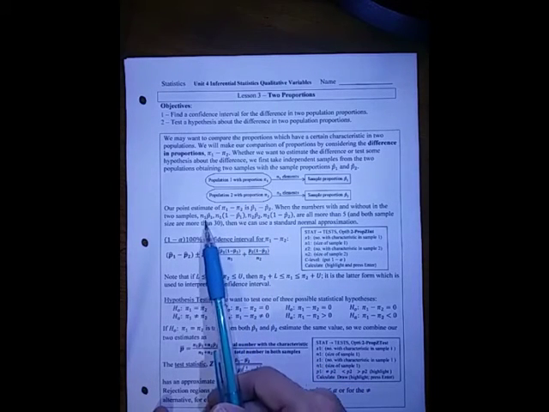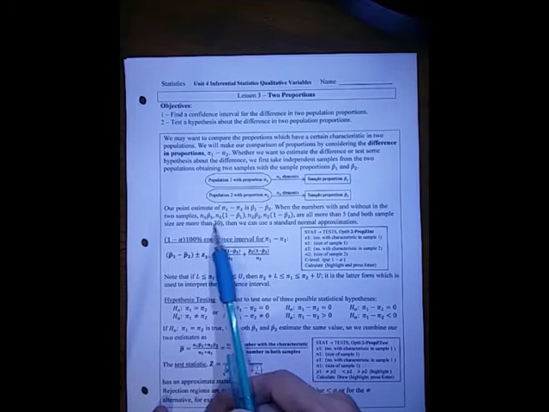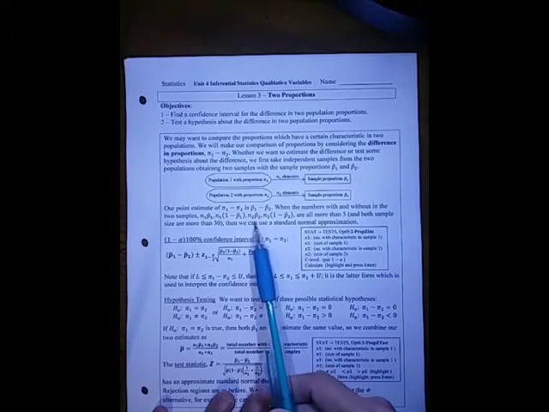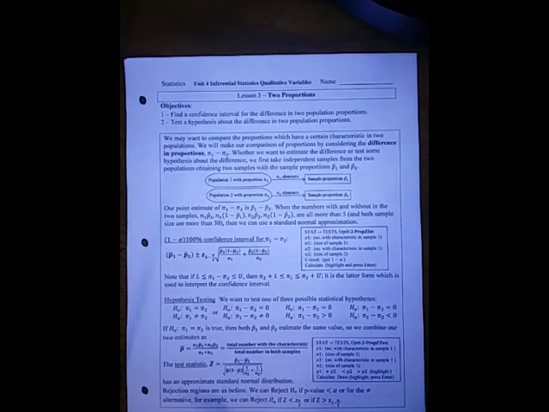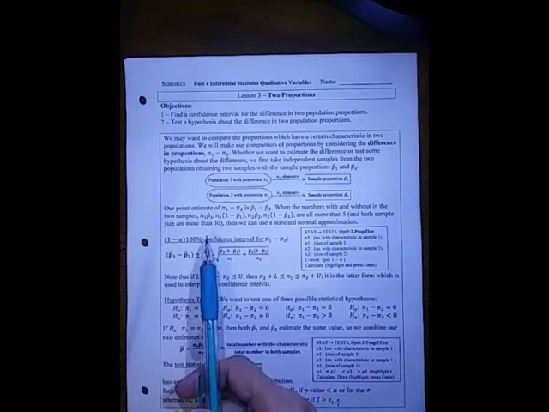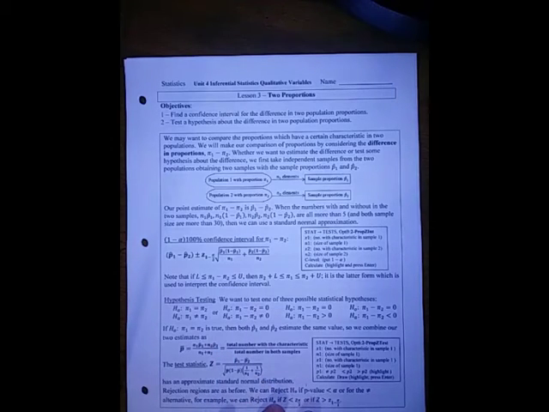And if n1 p hat 1, so this is the number with and the number without in population 1, and the number with and the number without in population 2, are all more than 5, again, bigger than 10 is even better, and both sample sizes are more than 30, then we can use a standard normal approximation. For a confidence interval, that will look like this. You take the sample difference plus or minus the z 1 minus alpha over 2 times the square root of p hat 1 times 1 minus p hat 1 over n1 plus p hat 2 times 1 minus p hat 2 over n2, and of course take the square root of that for the standard deviation.